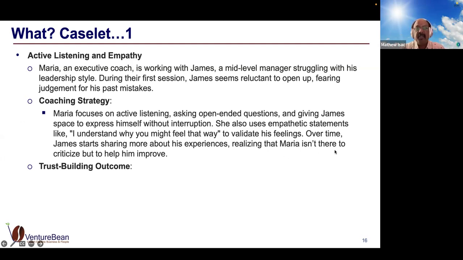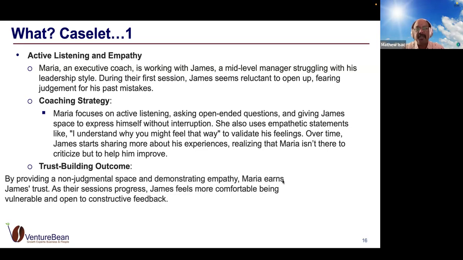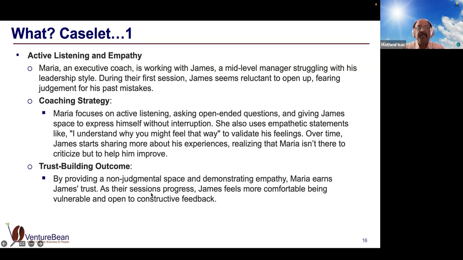Basically, if you notice here, the client realizes that the coach isn't there to criticize, but to help to improve. No judgment. That's what you had mentioned earlier. Non-judgmental space, demonstrating empathy. The coach earns the trust, and then the client becomes more vulnerable. So that is the great part. Is that working fine? Here are a few more.